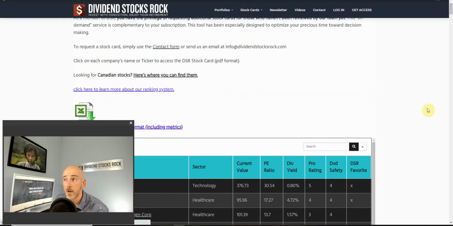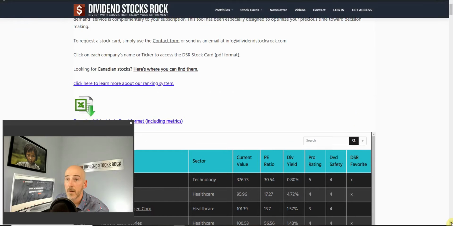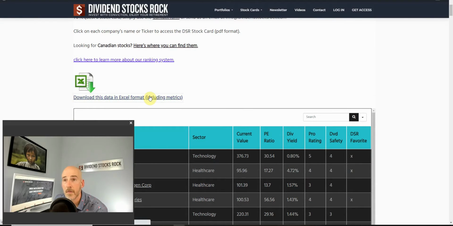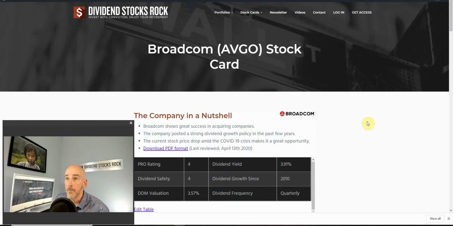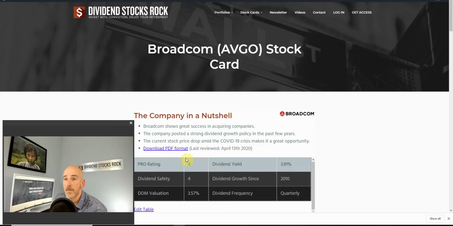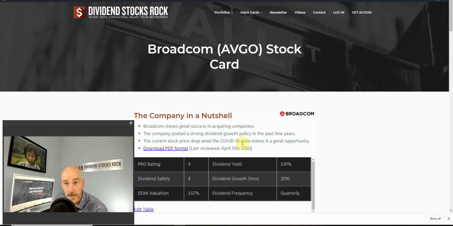If you want to play around with metrics, you can download them right here. You click right there and a pop-up will appear where you can download the Excel spreadsheet and play around with the numbers. But today we are moving forward and we're going to look at a specific stock card. I've selected Broadcom, no specific reason, just because I think it was a good one to look at.